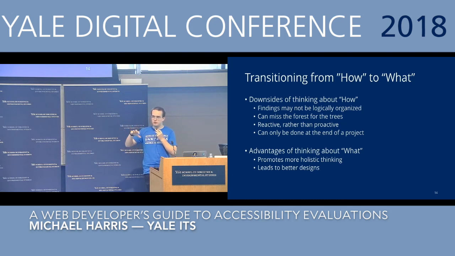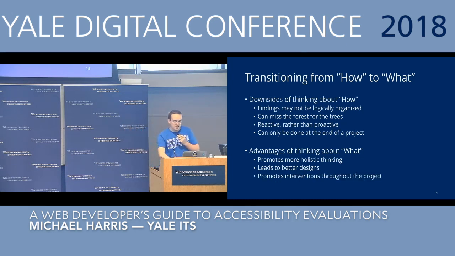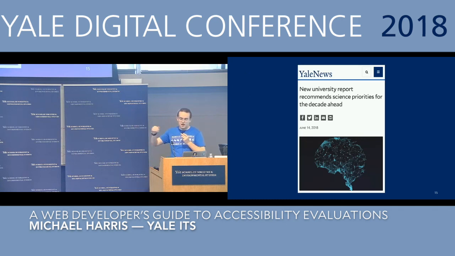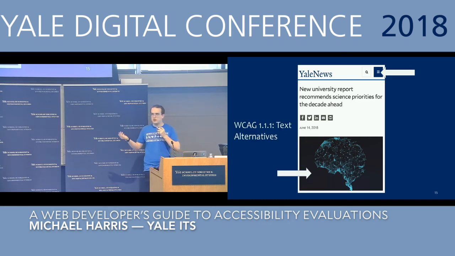You're not missing the forest for the trees, and this what thinking leads to promoting better interventions throughout the project. A developer can raise their hand and object to a design decision earlier rather than later. So for example, if we have the Yale News website, this is a screenshot I grabbed from them. If I run my automatic scan, or if I go through my checklist, it might tell me that there are 2 images that don't have alt text.